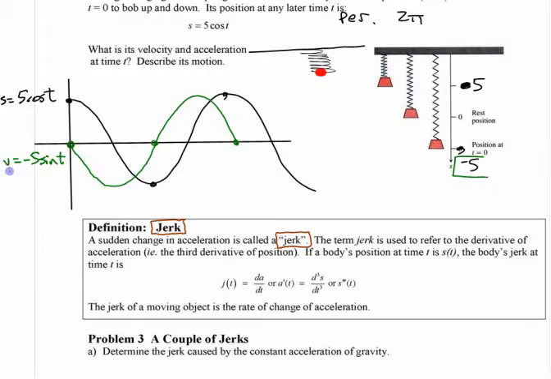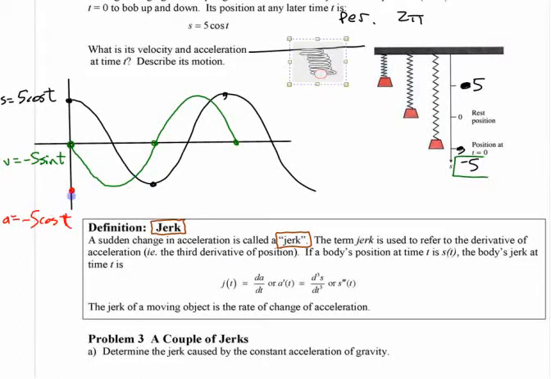Now we're going to draw the acceleration graph. We should probably write its equation first. What's the equation for the acceleration going to be? What's the derivative of sine? Cos, so this is going to be negative 5 cos t, right? That's the acceleration. The acceleration at the start is very negative, right? Which way is it being accelerated at the beginning? It's being accelerated down, in the negative direction.